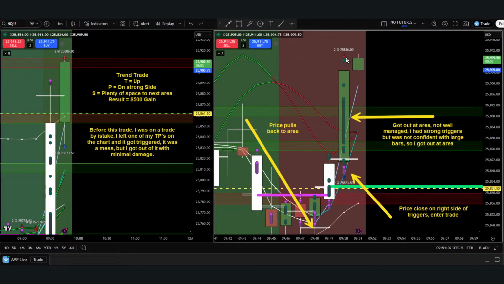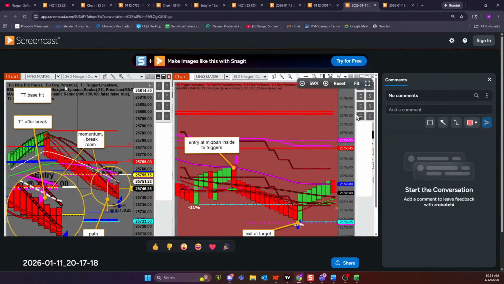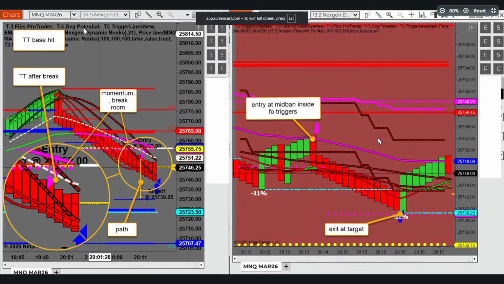You're not giving yourself any room to run, and for whatever reason today, they're telling you, Victor, we're going to let you get lucky. Triple dog dare you. Why don't you double up your contracts? Why don't you put your wife's college fund on the line? Trend trade base hit. Momentum, clear path, pull back to the area inside of triggers. Easy peasy. Nicely done. Great trade.